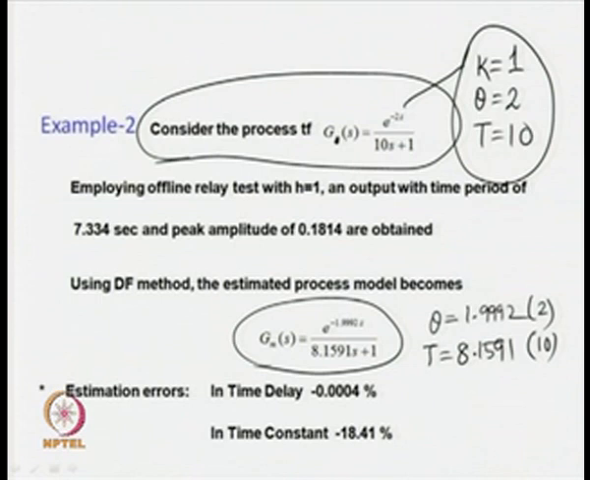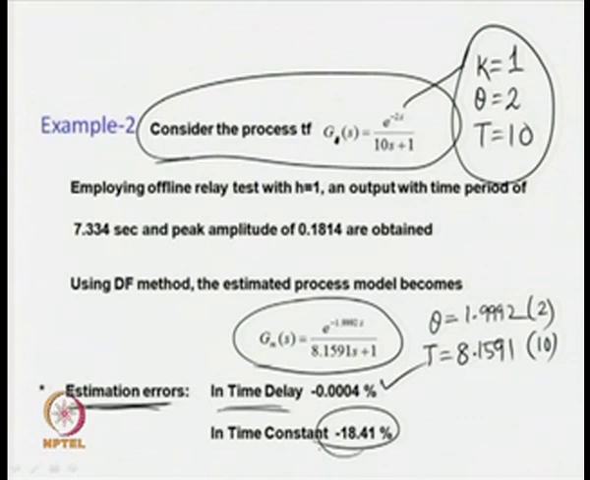Okay. So, now the estimation errors in absolute value terms are obtained: for the time delay it is minus 0.0004% and for the time constant it is minus 18.41%. Now, this value is not acceptable. That means, the identification technique has not yielded proper identification or estimation of the transfer function model parameters. So, the identification technique is subjected to model parameter inaccuracy.